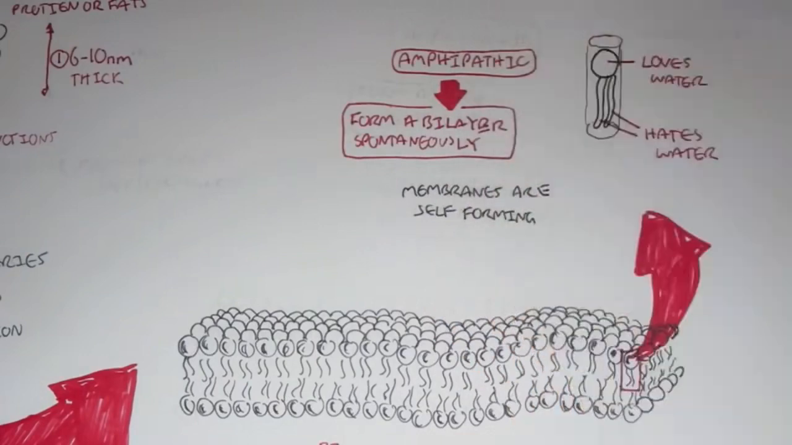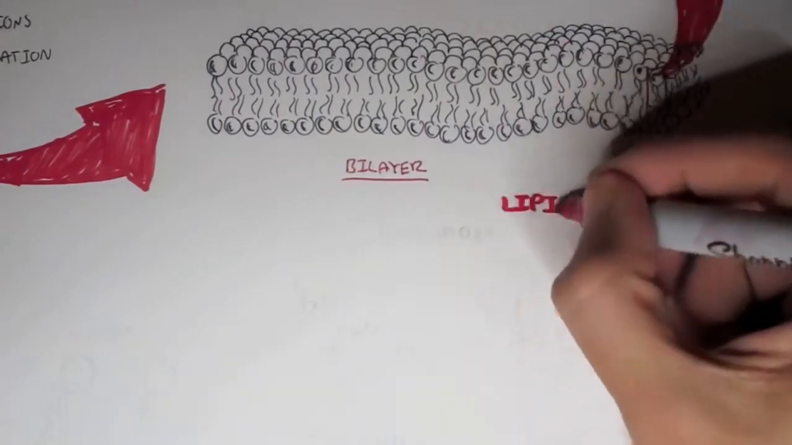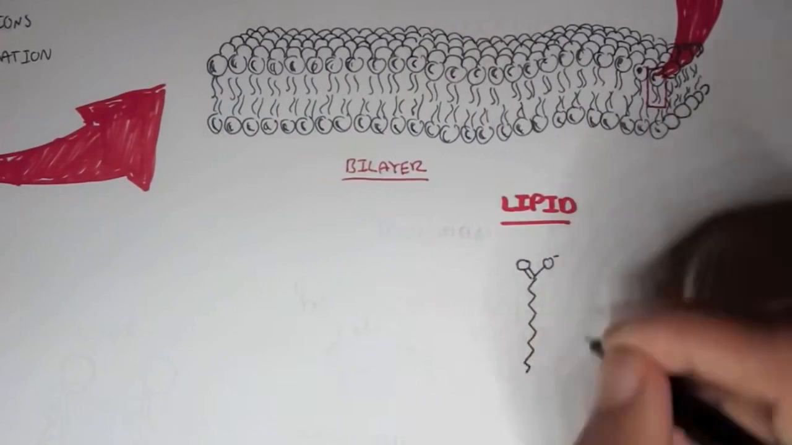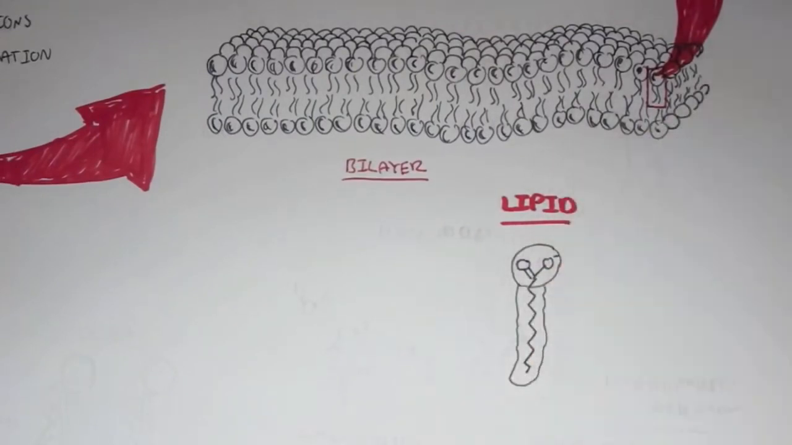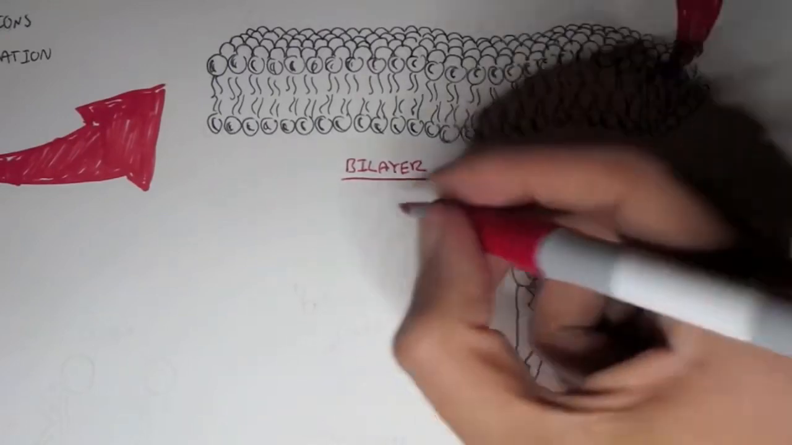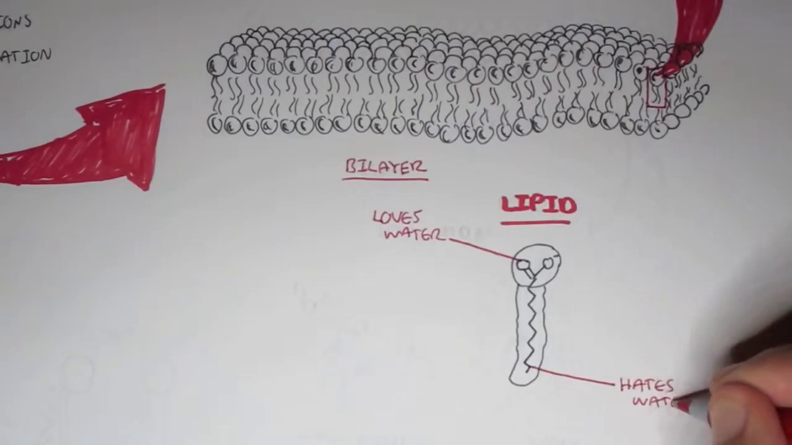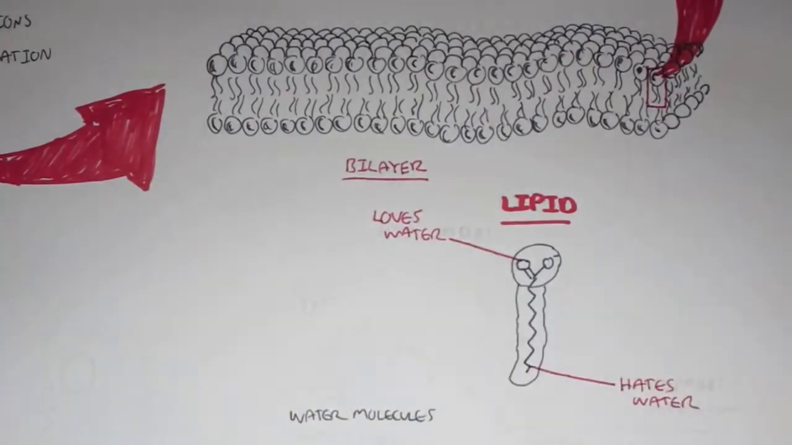The membranes are actually self-forming. So what does this mean? Let's look at an example, at a normal lipid structure. A normal lipid structure contains a carboxyl end and a long fatty acid chain. The carboxyl end is hydrophilic, you can say. It loves water. And the chain, the hydrocarbon chain, or the alkyl chain, hates water, it is hydrophobic.